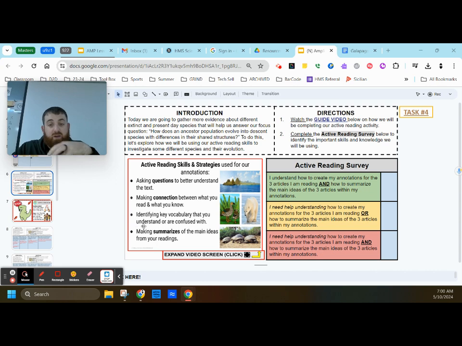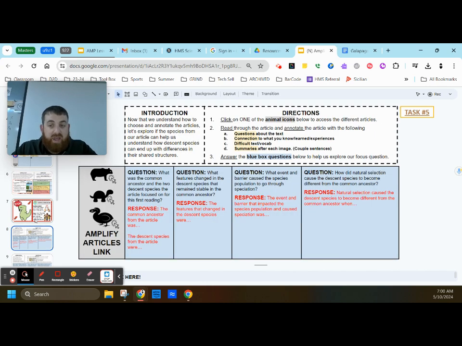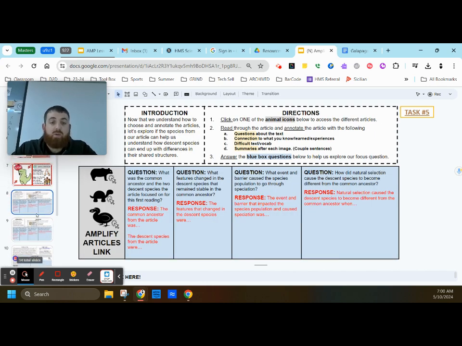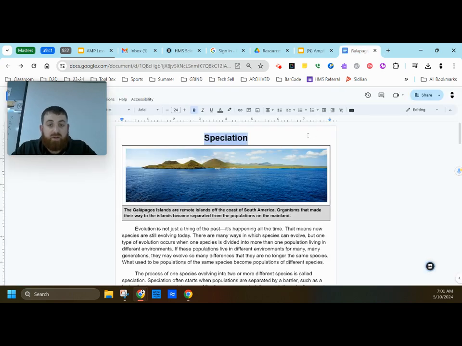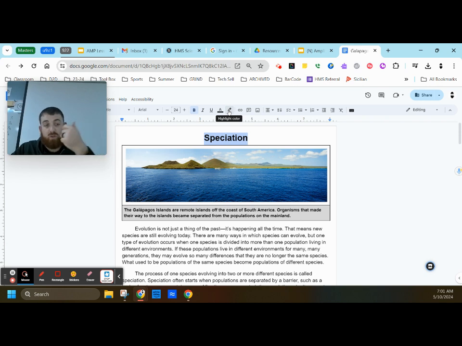So what's going to happen here is we are going to dive into this next task 5 and 6, where we're going to be reading articles, annotating, and then completing some of our summary questions. Before we answer these and before we get into it, we have to dive into our articles and we have to annotate. If you remember, to annotate, we would drag our cursor over a section that we want to ask a question about, make a connection, identify some sort of difficult text, and summarize.